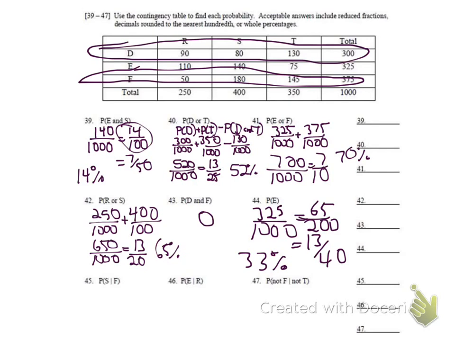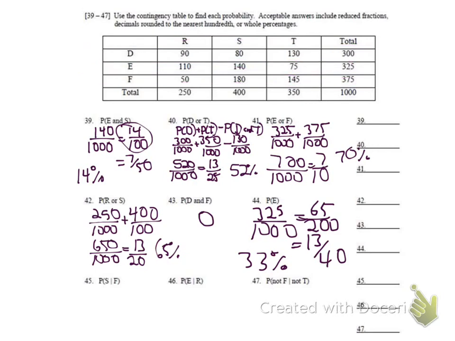Number 45, we need the probability of S given F. Now for this one, that given that it's F, limits us down. We're not going to use the 1,000 anymore. We actually have to just use this row F. And so what it's asking is, if F occurs, how many of those in category F are S? So I'm going to put the total for F in my denominator, so that's 375, and the number of those that are S is 180. So for S we get 180 over 375. This reduces to be 12 over 25, which is about 48%.